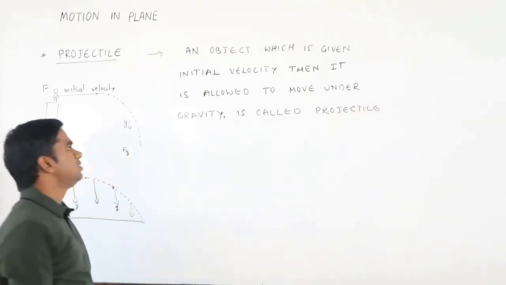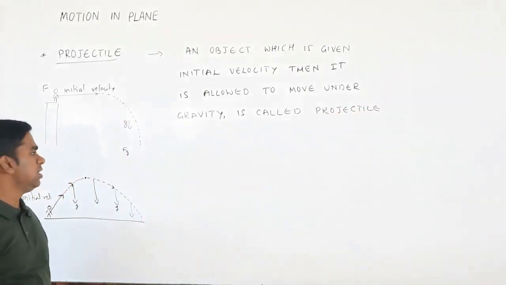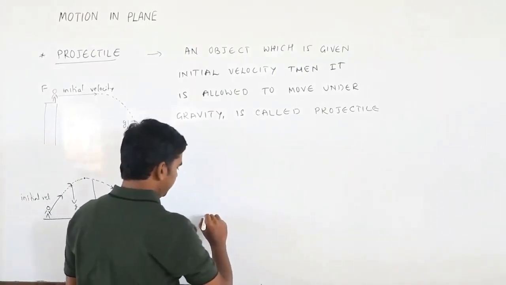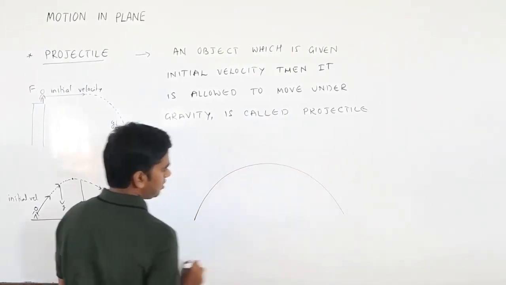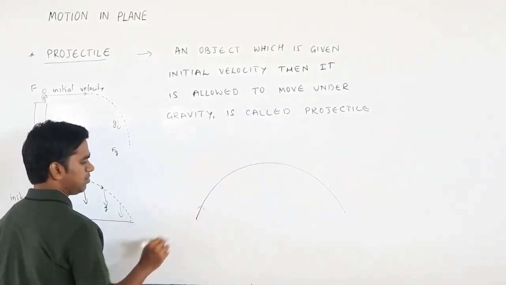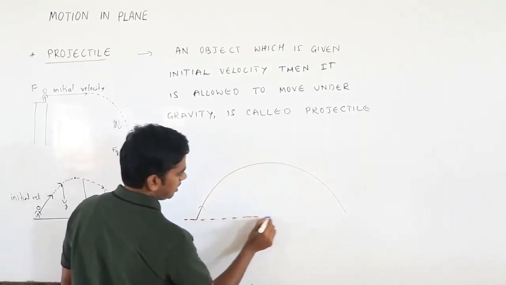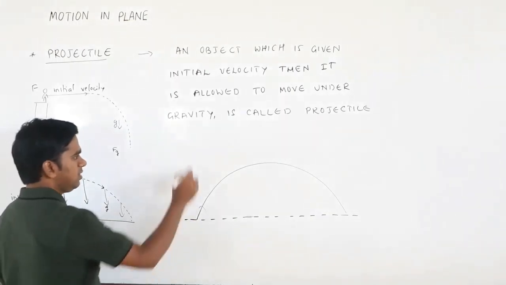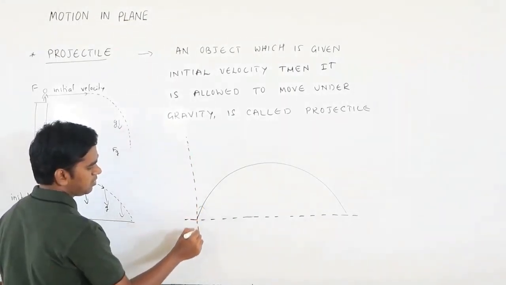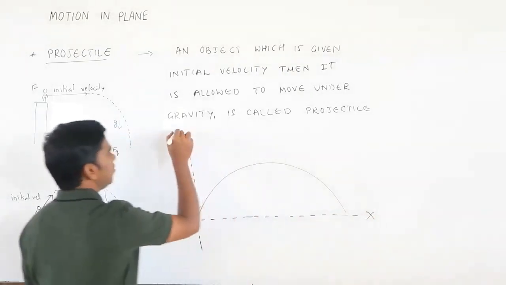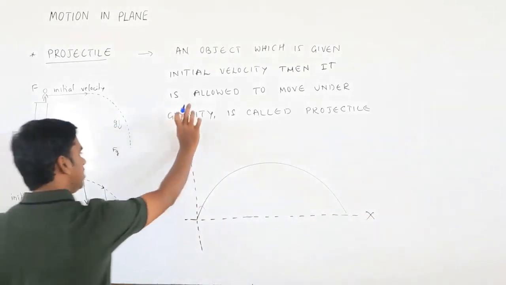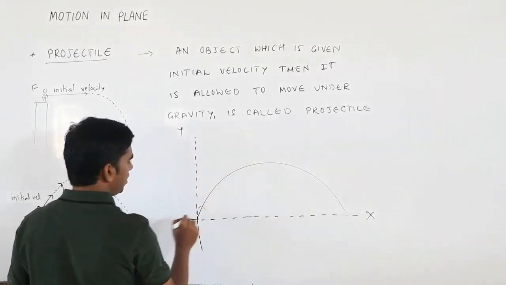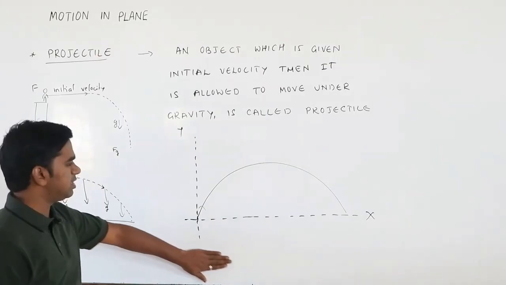Okay. So this is how we can define the projectile. Suppose you give some initial velocity to an object. If you consider this as the horizontal plane, obviously there should be a vertical component. So this is the x and y axis. Because it is moving in the plane, it should have two components, whether velocity, displacement, whatever it may be.